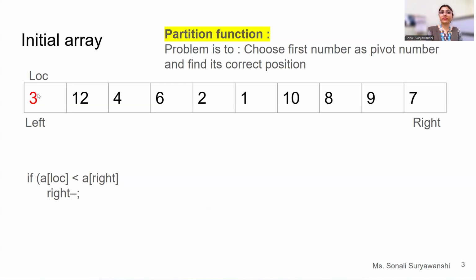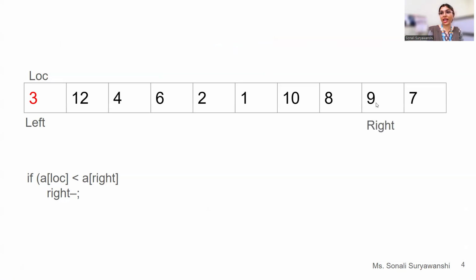So whenever your LOC is on the left side, you compare it with all the right pointer values, right? So our logic here is that LOC should be lesser than right. And if this is the case, you keep decrementing right towards the left side. So here, if you see, 3 is actually lesser than 7. So we decrement right. So right goes to the next position, which is 9. Again, 3 is also lesser than 9, which is a true condition. Therefore, we are decrementing right.